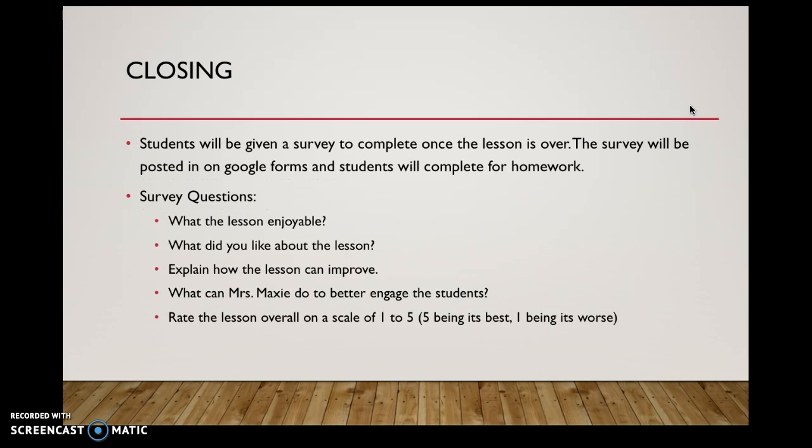For the closing, students will be given a survey to complete once the lesson is over. The survey will be posted on Google Forms, and students will complete the homework. And here is the actual survey. If students don't get an opportunity to complete the homework, they can do it for either a ticket out of the door or a warm-up activity.